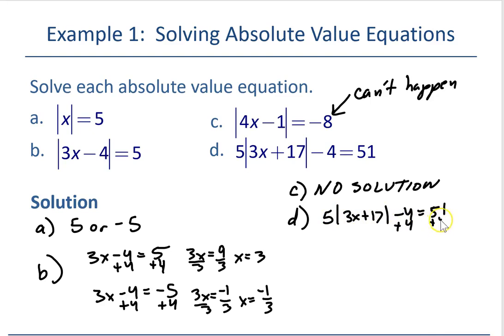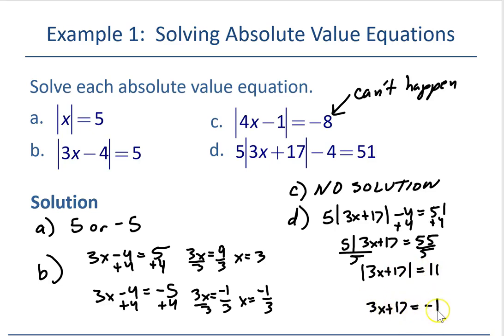So I'm going to add 4 to both sides here, and that's going to give me 5 absolute value, 3x plus 17 equals 55. Divide off the 5, and then I get the absolute value of 3x plus 17 is equal to 11. But not just 11, I can also get 3x plus 17 is equal to negative 11. Well, then we can just solve, and I've got a minus 17 here, minus 17. We've got 11 minus 17, and that's going to give us negative 6. So we got 3x is equal to negative 6.